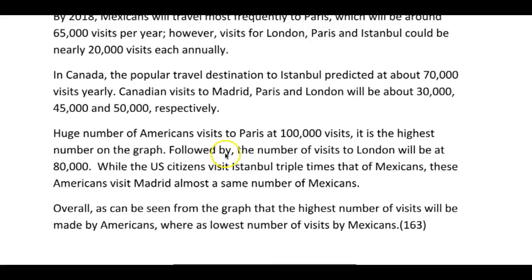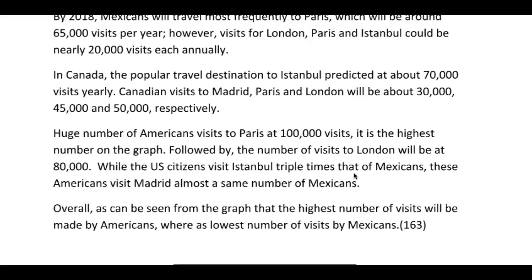Yeah, because we've used followed by, we won't use will. Okay, followed by the number of visits to London. Sorry, followed by, okay, so probably the best way would be followed by London with around 80,000 visits. Okay, or followed by London at around 80,000. Full stop.